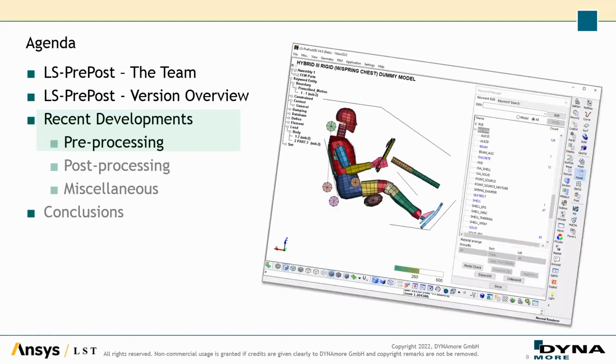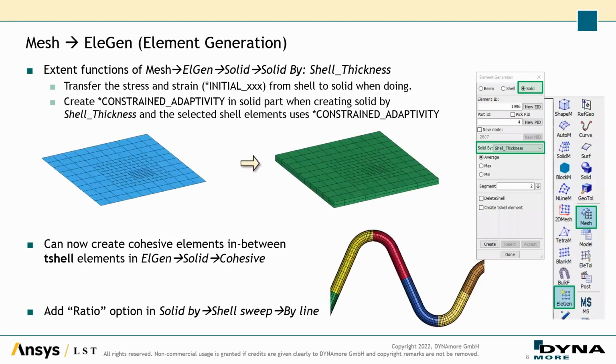So let us start with the main chapter, recent developments, beginning with the pre-processing news. As you are most probably aware, on the very right side toolbar, the main tool structures are in the following way. The first 5 icons are geometry tools to create or modify geometry. Then you have 4 finite element menus, and below there are some special tools dependent on your input file.